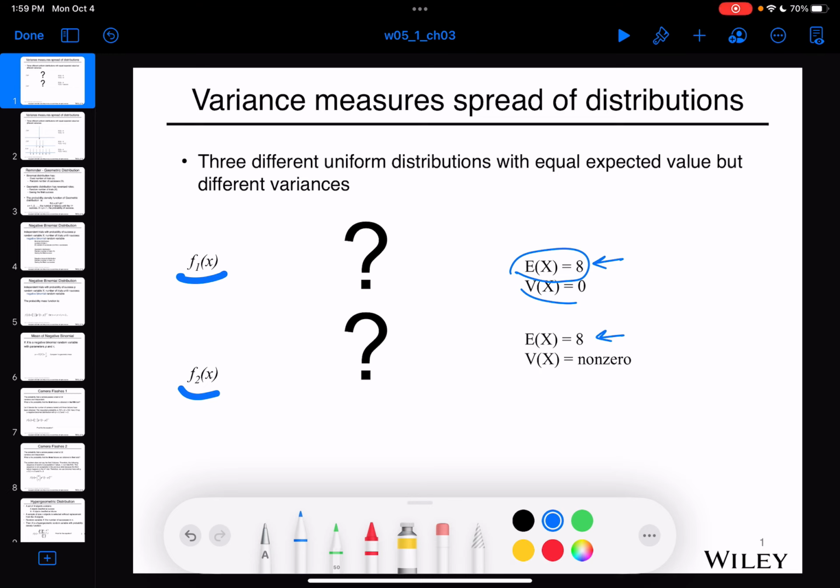So can you propose another experiment where the expected value is 8, but the variance this time is non-zero? You have freedom to define the experiment as you want. It can be like flipping a coin or rolling a die or anything, like pulling a card out of a deck.